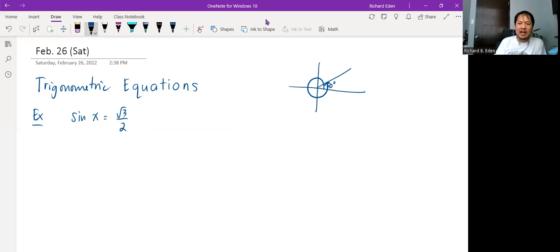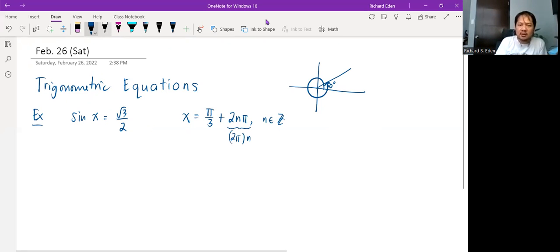To capture the entire family, we sometimes write down the following. x is equal to pi over 3 plus 2n pi, where n is an integer. This part is 2 pi multiplied by n. All right. I see polar coordinates already. Well, not yet, though. So this is one family of solutions.